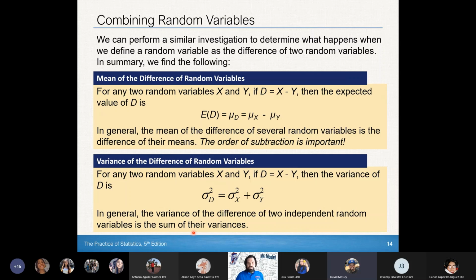So this is a bit counterintuitive, right? You have to remember that variances, whether you're adding or subtracting random variables, add, right? They'll always add.